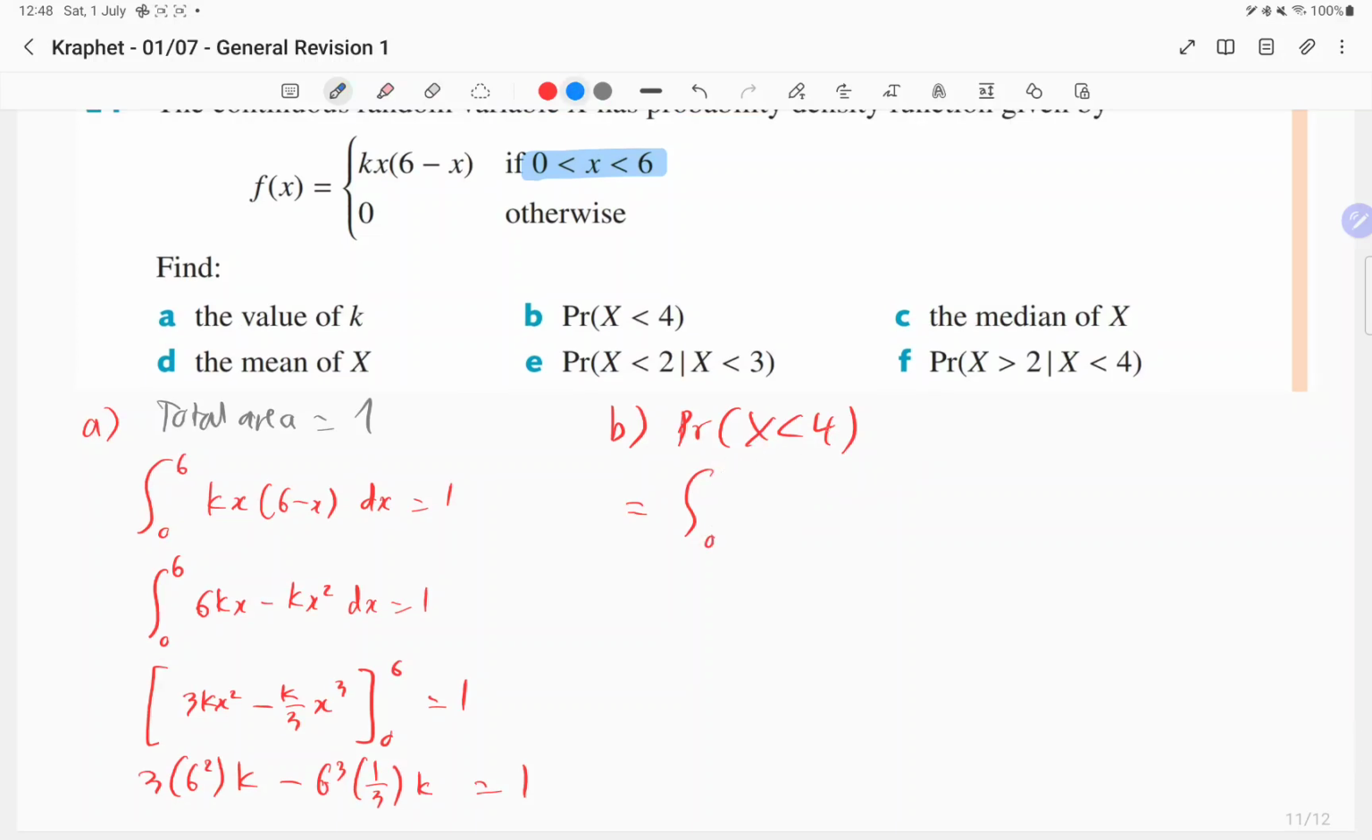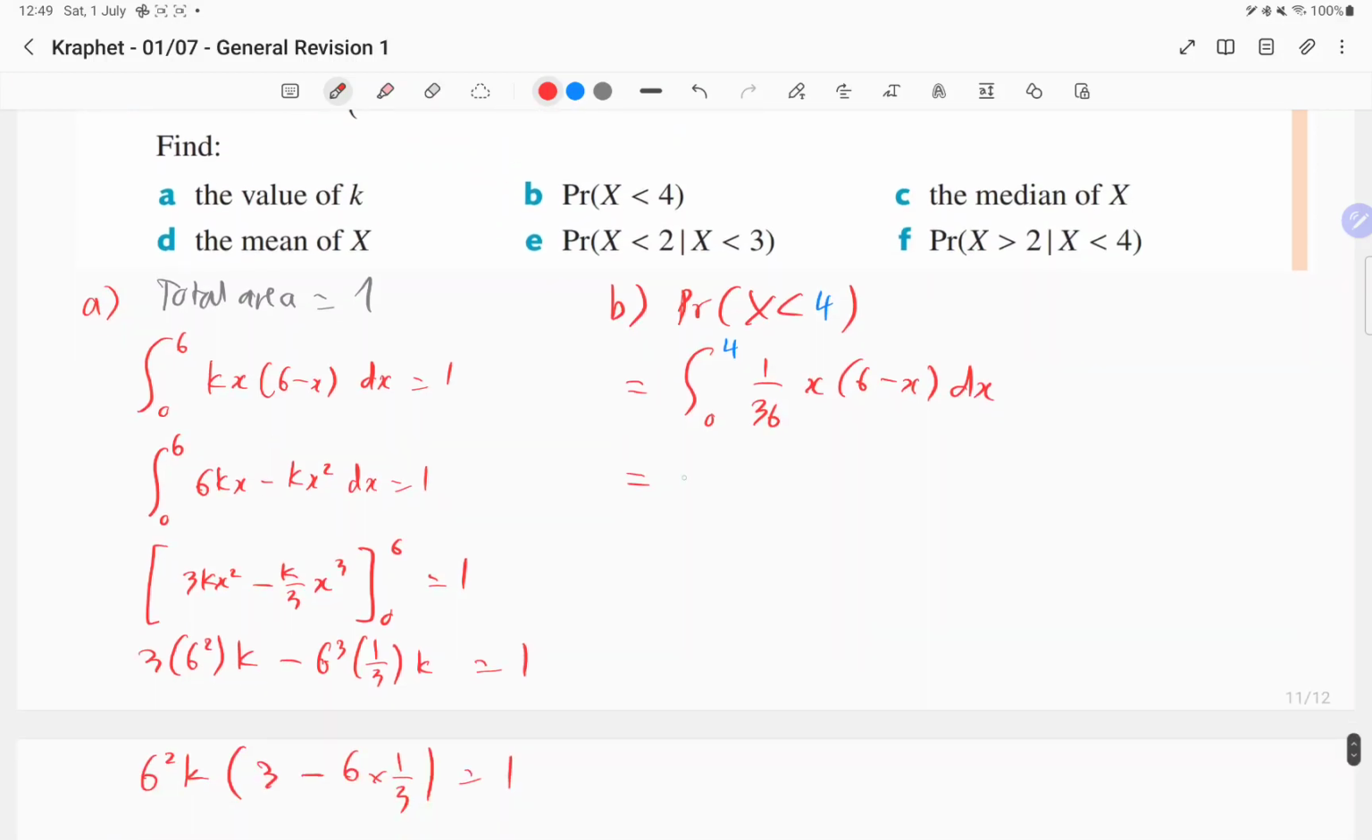Okay? Less than 4 means area to the left of 4, so you anti-derive from 0 to 4 of the main function. Now we know what it is: 1 over 36, and then x, 6 minus x. Again, when you anti-derive with a constant factor, take that out first. So that'll be the same as 1 over 36. I'm just using this question to revise all the techniques I've told you guys up to this point. Okay, and expand the brackets, 6x minus x squared dx. And then anti-derive, just leave the constant factor out.